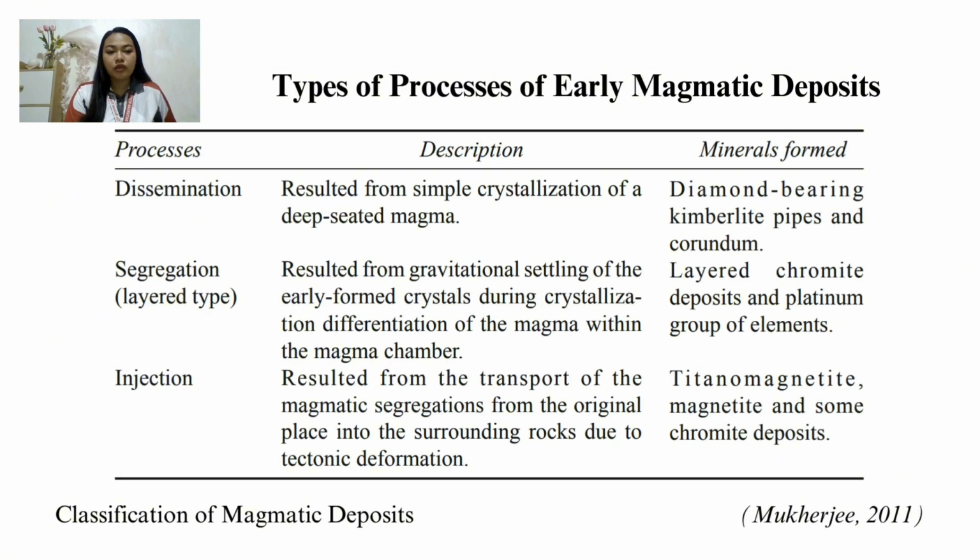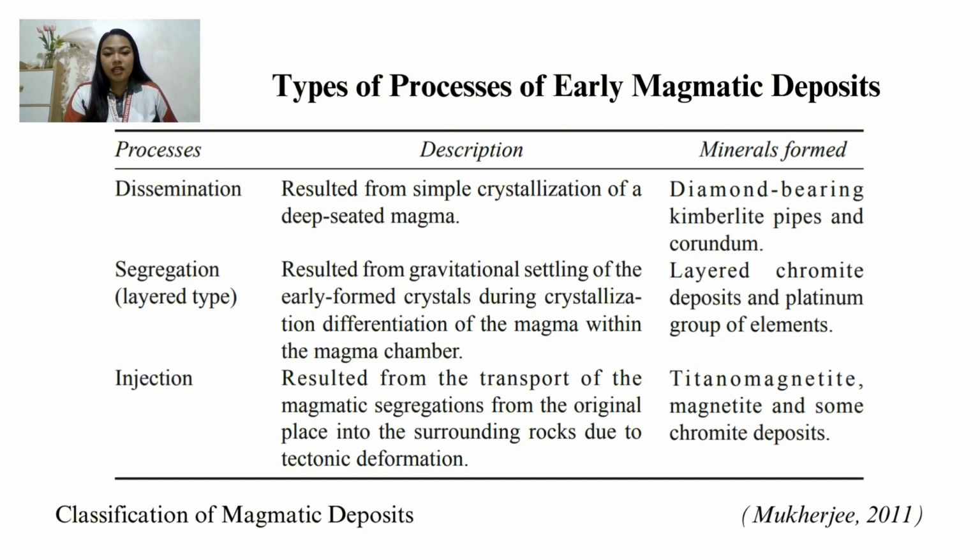It happens when minerals separate due to gravitational settling within a magma chamber. These occur as the magma cools and differentiates, causing denser minerals to sink and accumulate in layers. This process led to the formation of layered chromite deposits and platinum group elements, which are crucial for various industrial and technological applications, including stainless steel and catalytic converters.